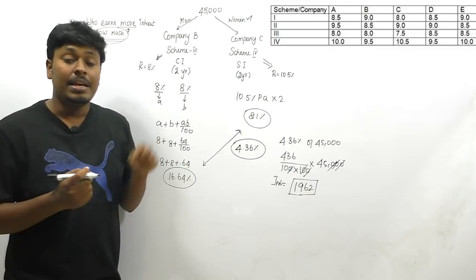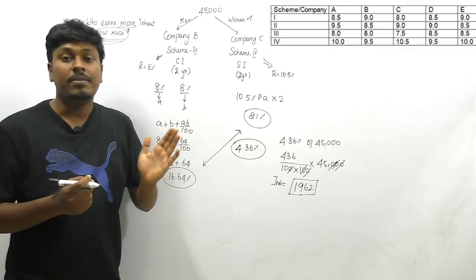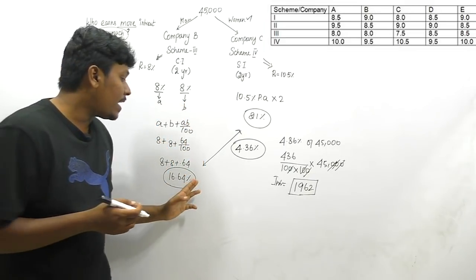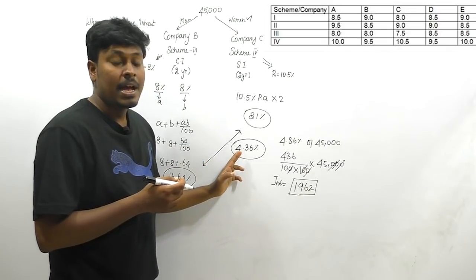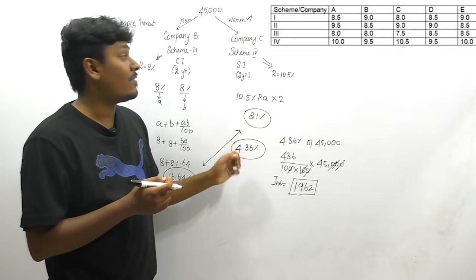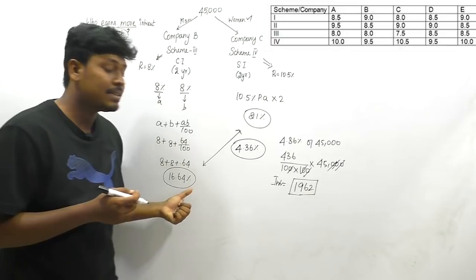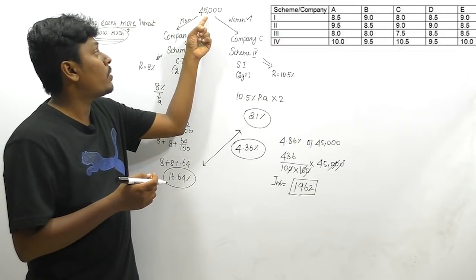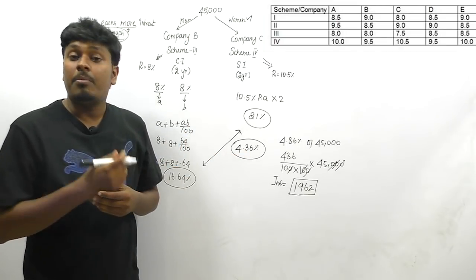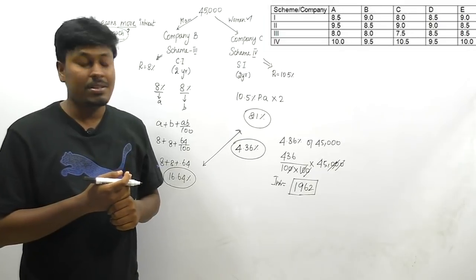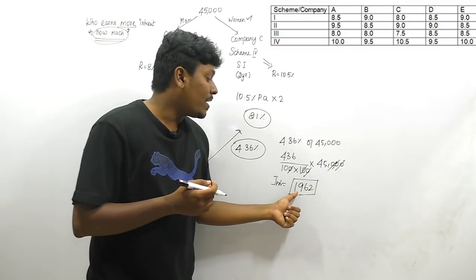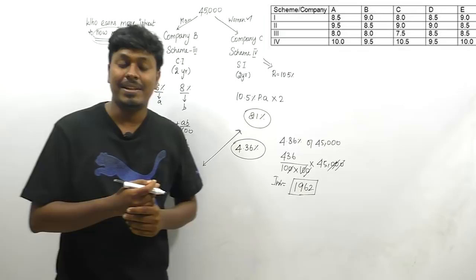They are talking about how much more. If the words are how much more, we need to calculate the difference percentage and the difference interest they have obtained. So 4.36% is the difference. So we need to calculate 4.36% of the amount which they have invested, which is 45,000. So finally we got that the woman has 1962 amount more interest when compared to the man.